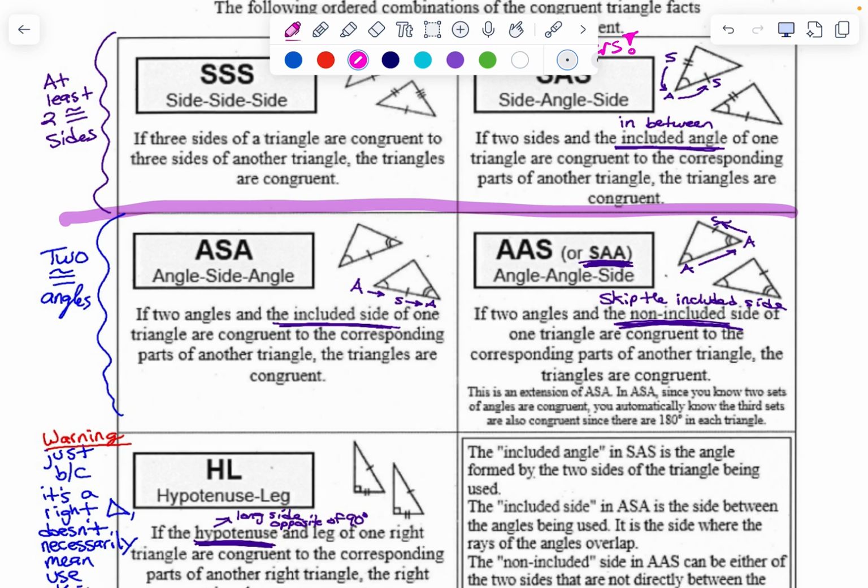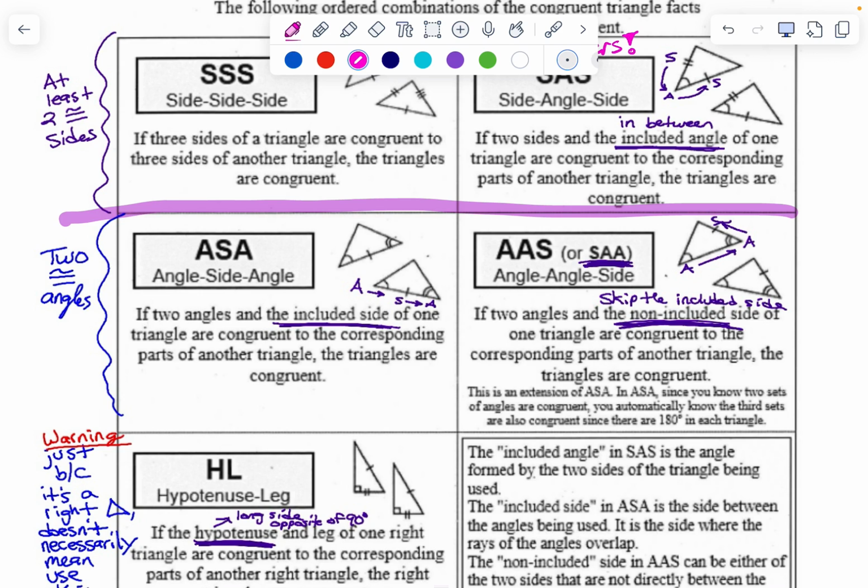And then angle, angle, side is two angles in a row. And this is kind of interesting. I put this note, skip the included side. So if you look at the picture, we have a congruent angle, then another congruent angle, and we're passing over that side, like we ignore that side. So angle, angle, and then the next side length is the one that we use as the congruent side. And order, again, matters for that.